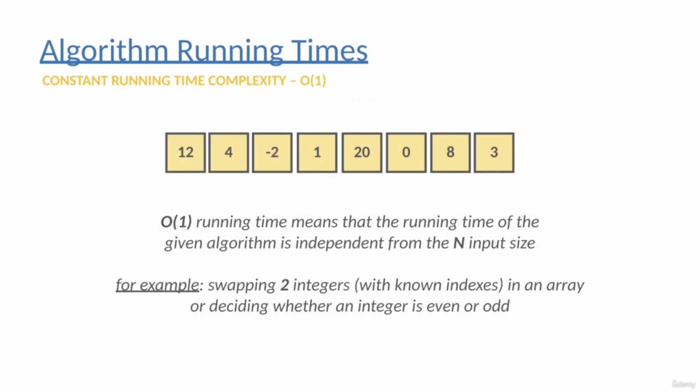So let's take a look at a concrete example for the constant running time complexity. O(1) running time means that the running time of the given algorithm is independent of the n input size. For example, if we want to swap two integers with known indices in an underlying one-dimensional array, or we want to decide whether an integer is even or not, these are extremely fast operations and these are independent of the input size. So it doesn't matter whether the underlying one-dimensional array contains 1 billion items or just 10 items. If we know the indices of two items, then we can swap them in O(1) constant running time complexity.